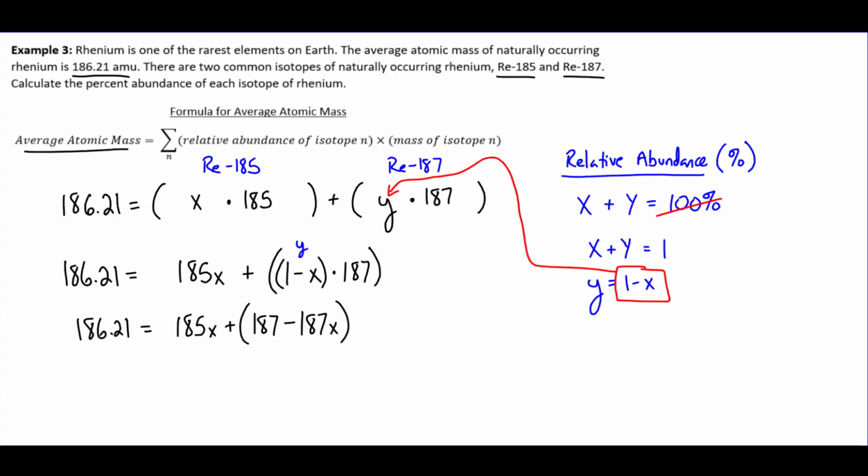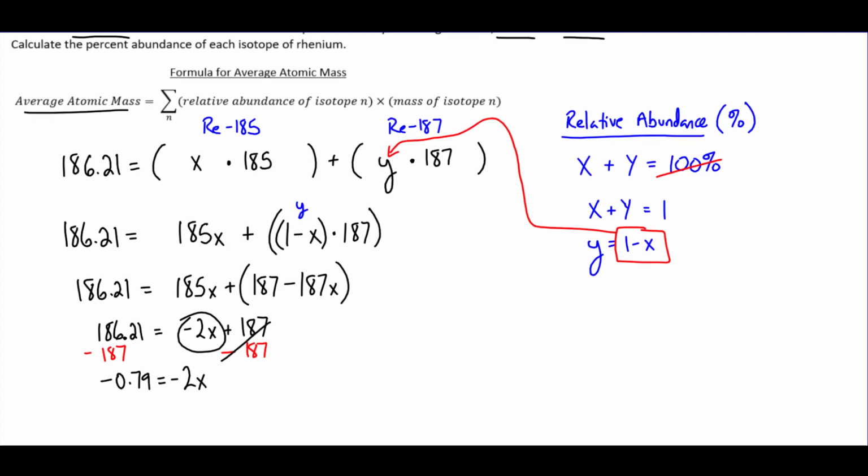So let me simplify that one more time. 186.21 is equal to 185x minus 187x. That's just negative 2x. And then we have still plus 187. I'm going to subtract the 187, and of course that goes away. And so the left-hand side, if I plug these numbers in a calculator, that works out to be negative 0.79 is equal to what I have left, negative 2x. Let me scroll the board just a little bit so I can finish this up.